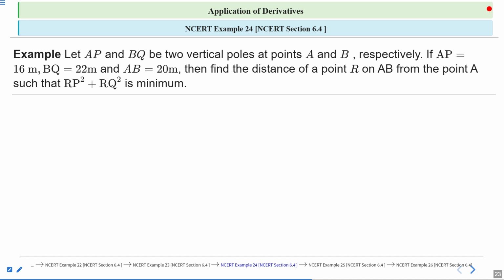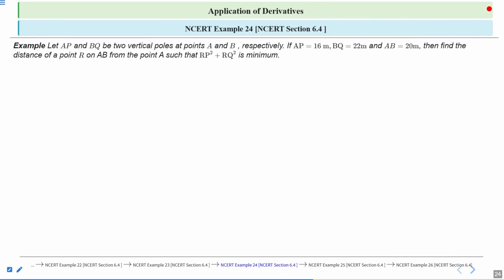Okay, let's move to the solution part. Let AP and BQ be two vertical poles at points A and B respectively. If AP is equal to 16 meter, BQ is equal to 22 meter, and AB is equal to 20 meter, then we have to find the distance of a point R on AB from the point A such that RP square plus RQ square is minimum. Let us see the solution part.